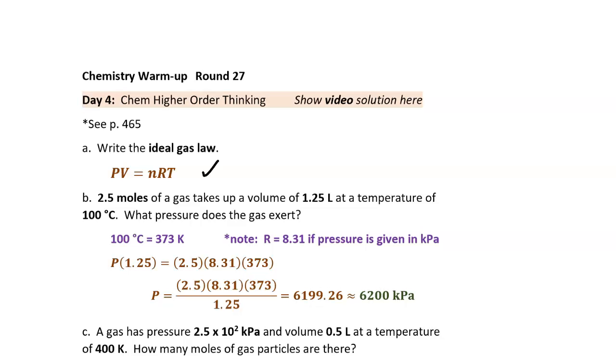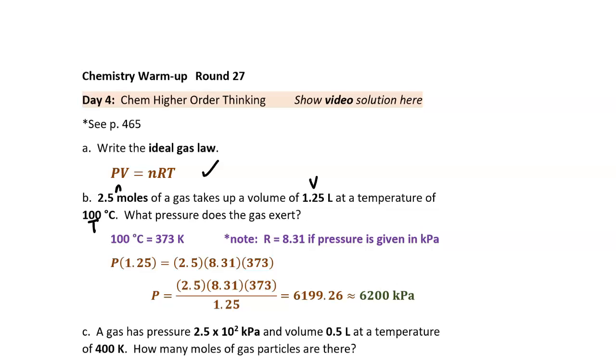Question B, 2.5 moles of gas take up a volume of 1.25 liters at a temperature of 100 degrees Celsius. What pressure does this gas exert? 2.5 moles is the n. The 1.25 is a volume, that's V. The 100 degrees Celsius is a temperature, that's T.